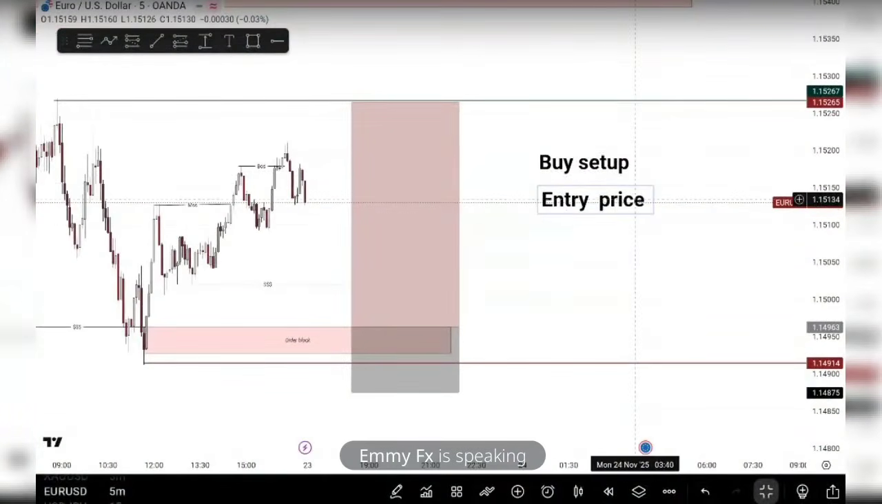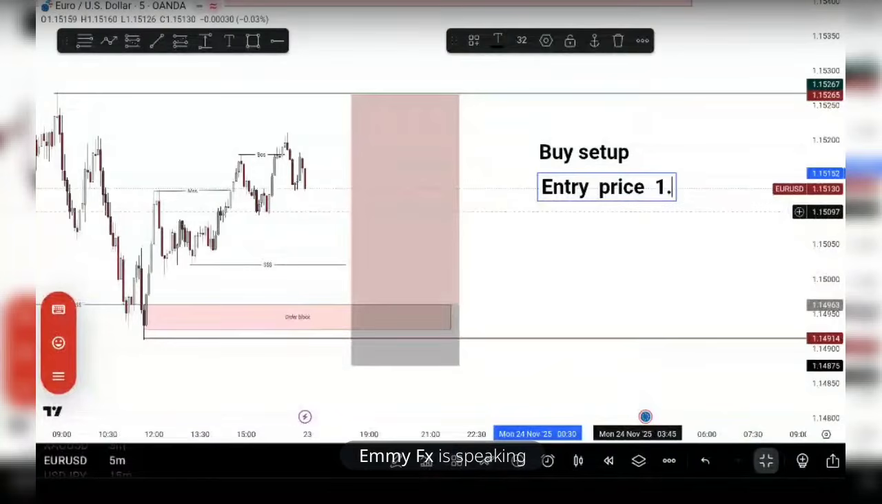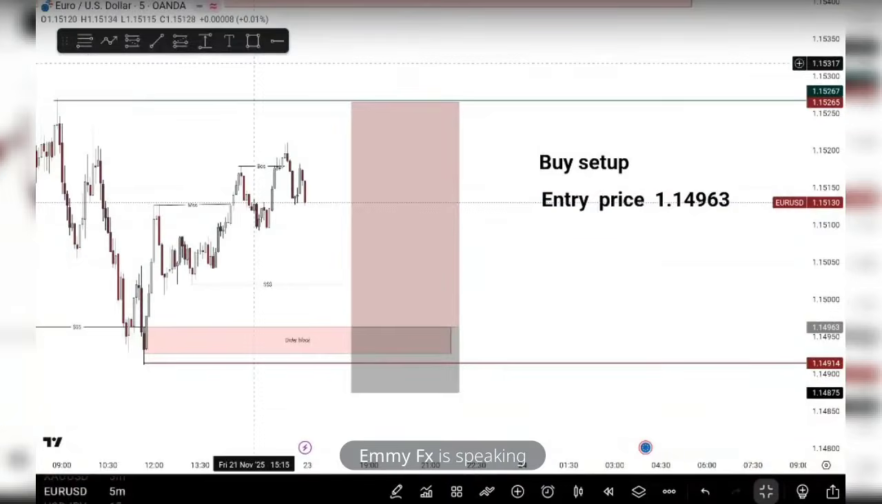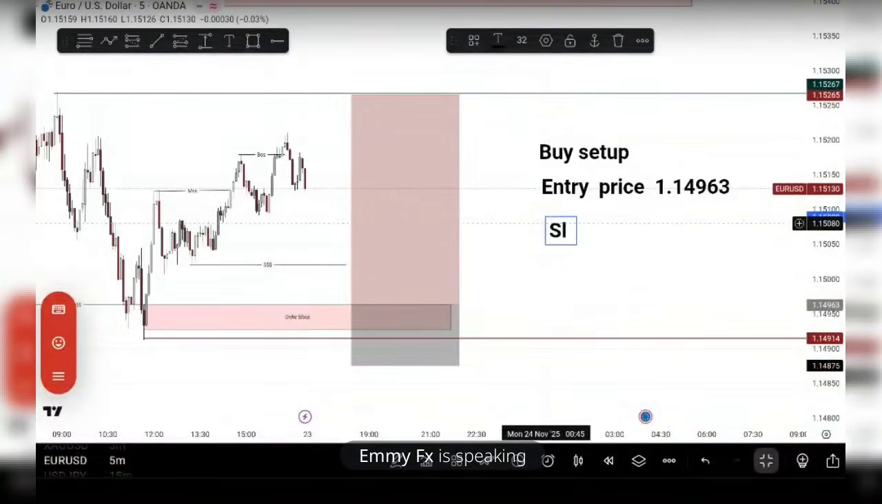Entry price is going to be 1.1496. Our stop loss is going to be 8 pips away. SL is going to be 1.1488.